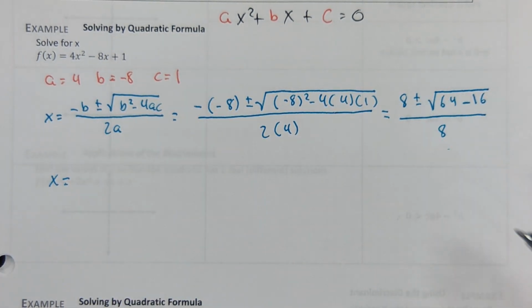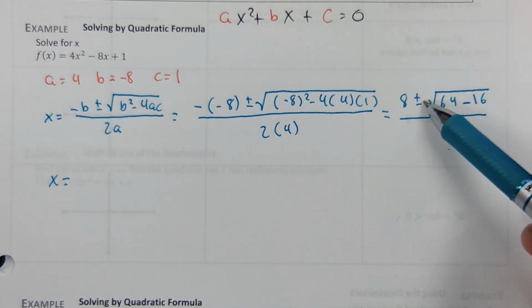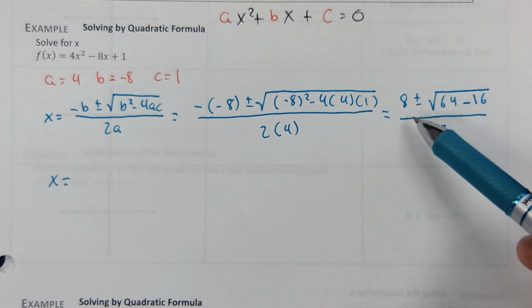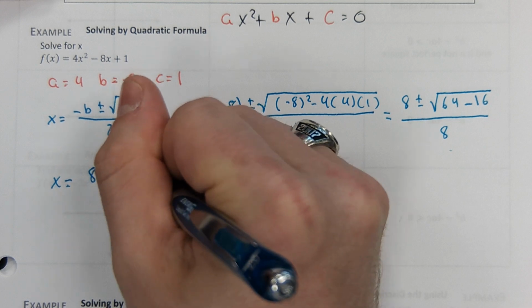Mr. M, can I cancel these 8s? No, you can't. You can't do that because there's a plus or minus here. If this was a multiplication dot instead of addition or subtraction, then you could cancel the 8s. But when there's plus or minus, you can't do that. So we have 8 plus or minus square root of 48.